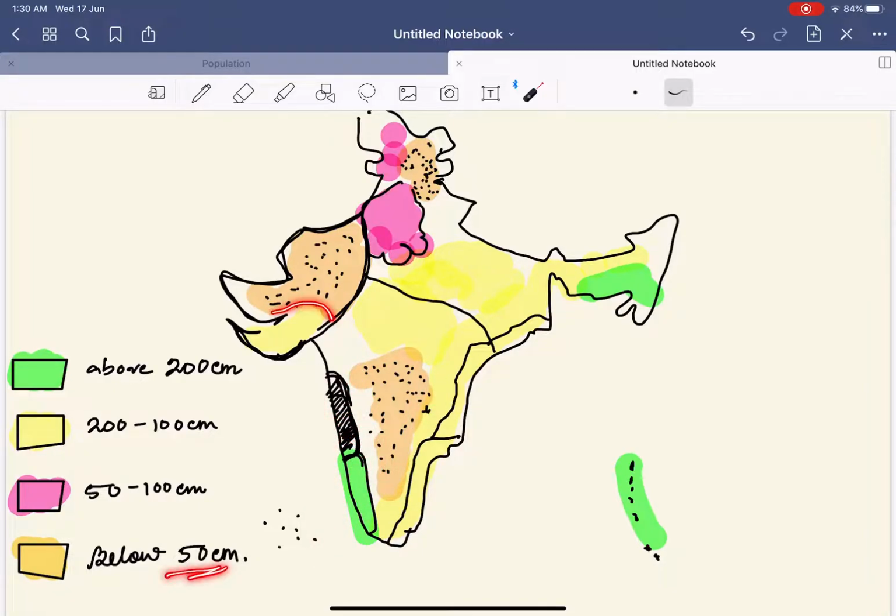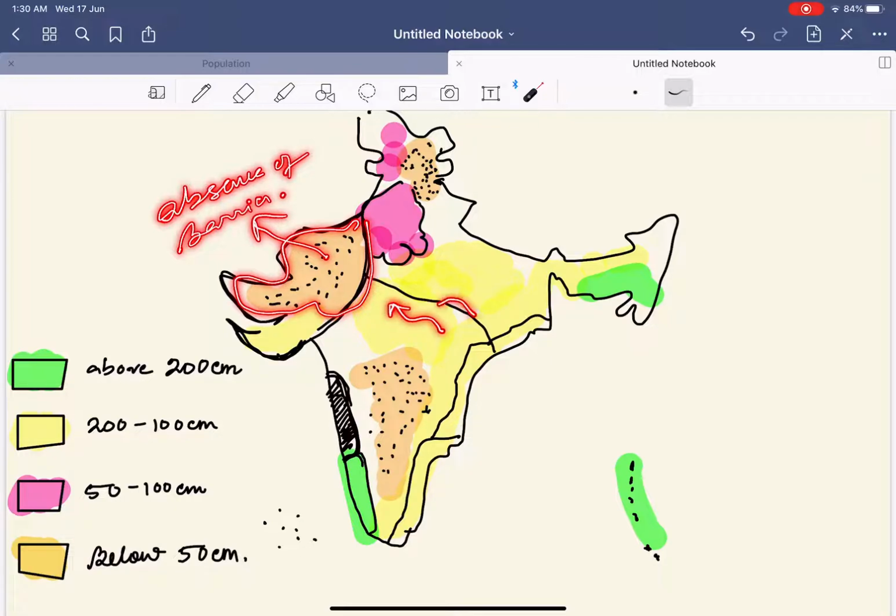Next, again we have what? We have regions such as northern Gujarat and western Rajasthan. How many centimeters do we have? Again, we have less than 50 centimeter of rainfall. Now, why do we have less than 50 centimeter of rainfall? Because there is absence of a barrier. There is absence of a barrier which restricts the southwest monsoon.